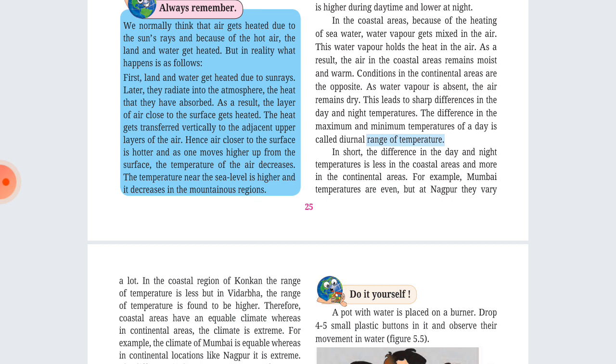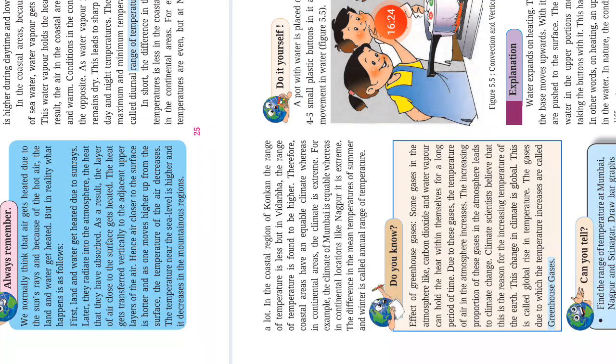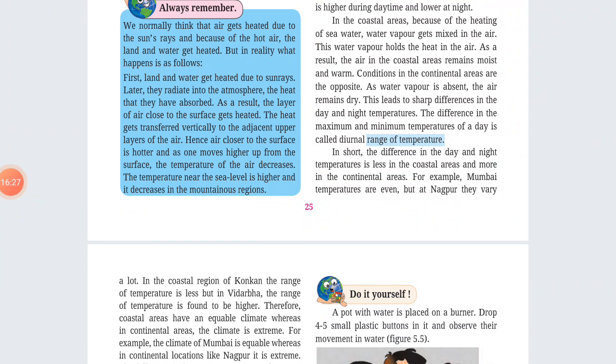As a result, the air in the coastal area remains moist and warm. Now, why is the coastal area warm but also moist? Moisture means a high amount of water vapor is present in the atmosphere. So the coastal area is not only warm but also moist. But why is there a high amount of water vapor? Because we know the coastal area is very close to the sea water. Now the sea water will always get evaporated because of direct sunlight. Then these water vapors carry the heat which is in the air, and that's why the coastal region is warmer as well as moist.